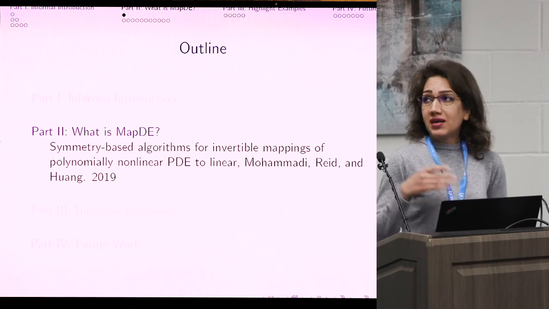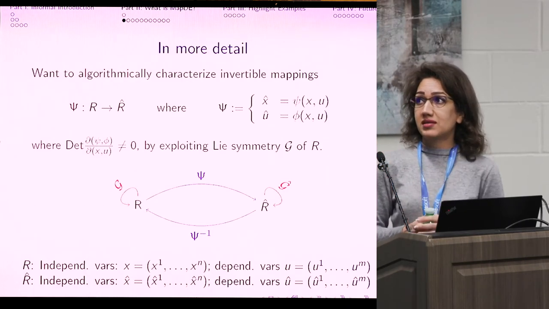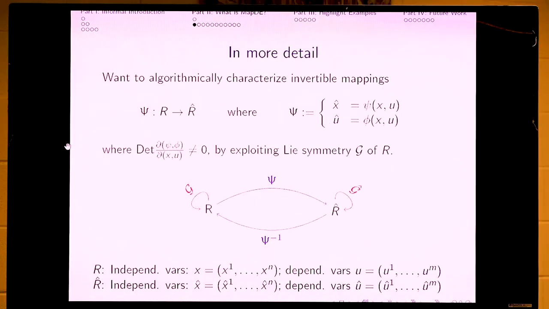In more detail, we have the source system represented by R, and we are looking to map that to the target, which is the linear one, shown with R hat, under this transformation. We use x and u for the independent and dependent variables of the source, which is the nasty nonlinear equation, and the target is the linear one, with x hat and u hat as independent and dependent variables. Since this map should be invertible, the determinant of its Jacobian should be not equal to zero, exploiting the symmetry algebra of the source and the target. And we don't have any restriction on the number of variables.